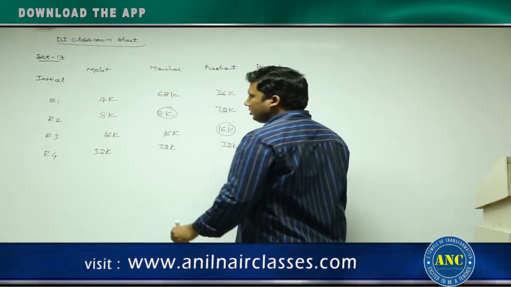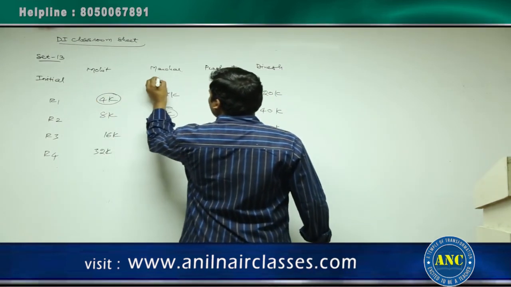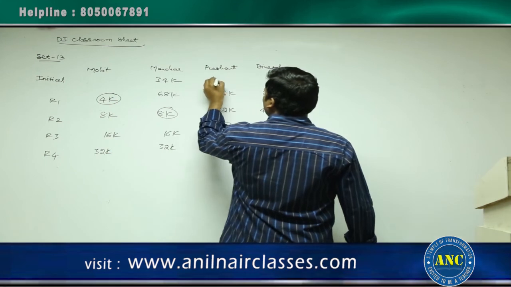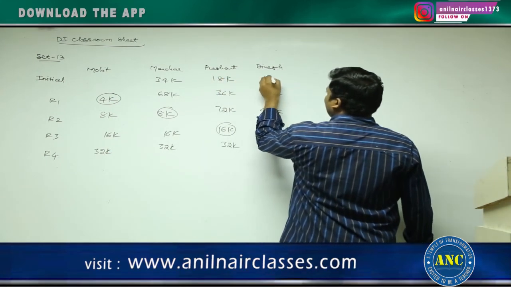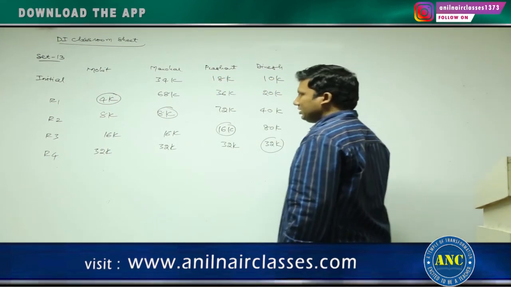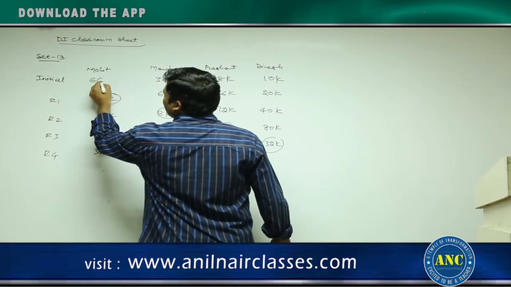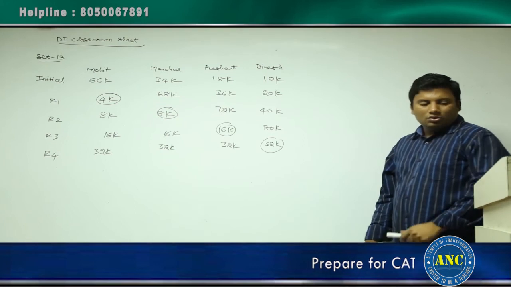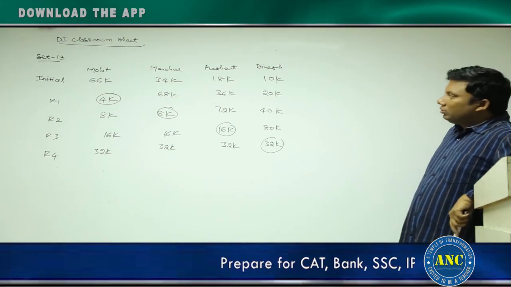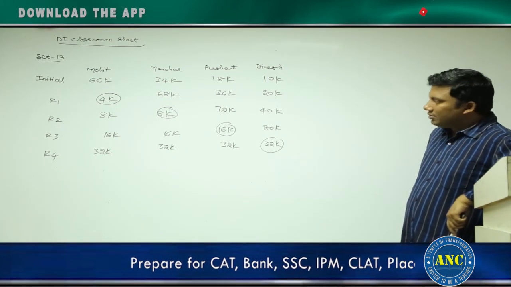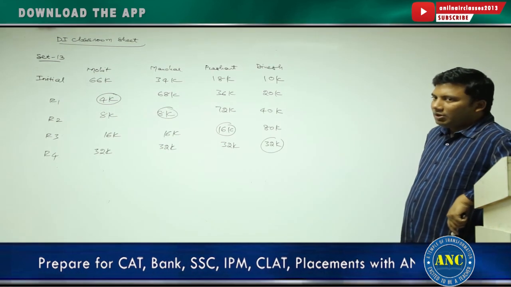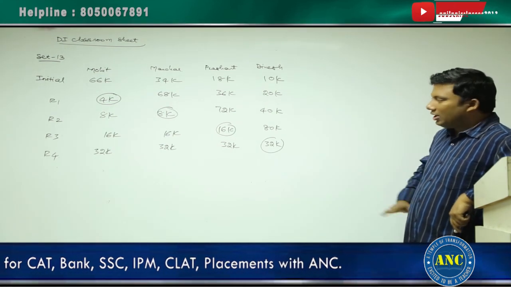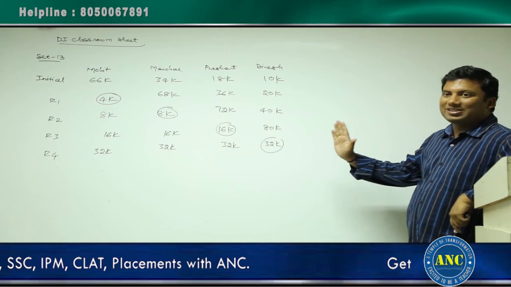Then the first person: 34k, 18k, 10k, 66. Finish. All questions you will be able to solve. The best method is the bottom-up approach. After every round, the sum should remain the same.